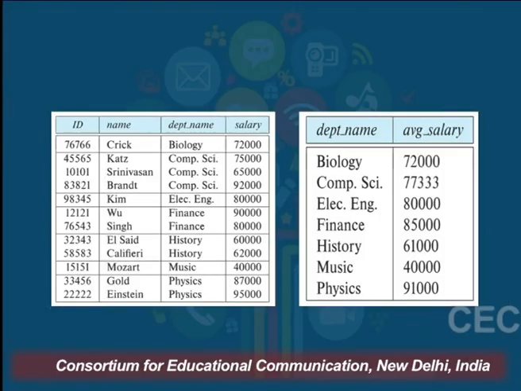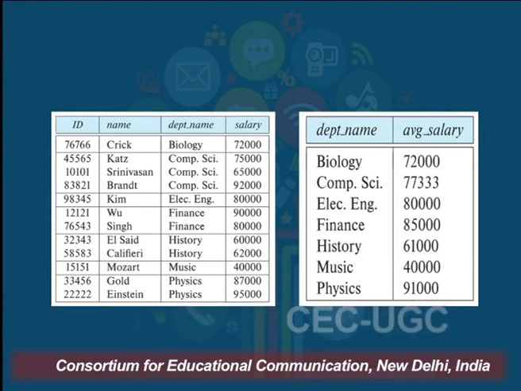Biology has only one record, so the average salary is the same as the record, which is 72,000. Then for computer science, there are three records, and the average is found within that particular group and written. Then electrical engineering has only one, which is 80,000, written as it is. The average for the two tuples belonging to finance has been taken out. Similarly for history and physics, and music has only one salary.